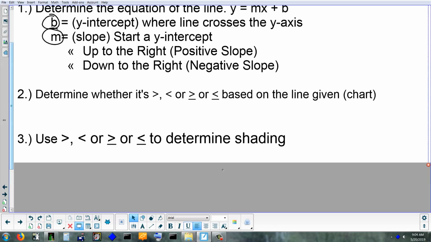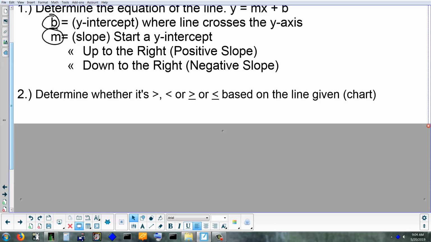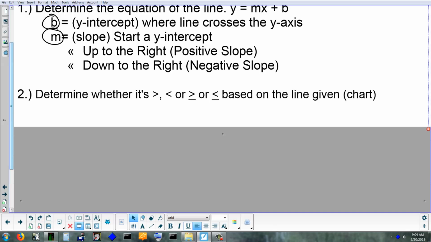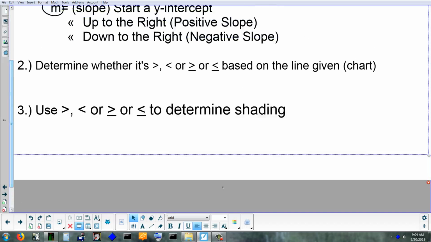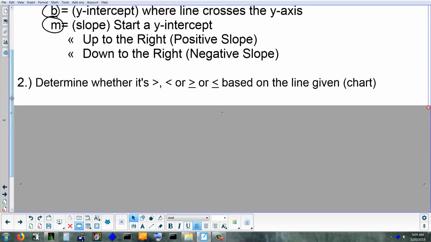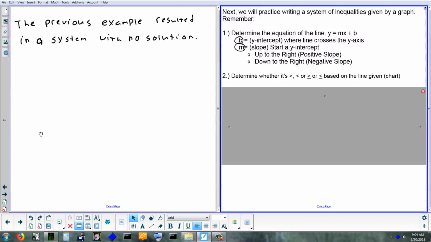Step 3, I'm not sure you need to write that. I don't really think step 3 makes sense there. I'm not really sure what we're getting at. So step 2, you find your equation, determine your symbol, and you're good. Okay? So just write steps 1 and 2. Does everybody have steps 1 and 2? Okay, let me leave them up there while we do the example.